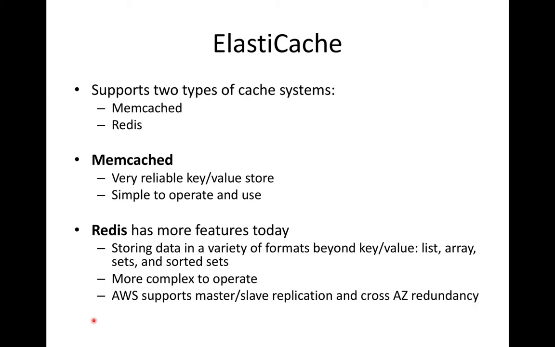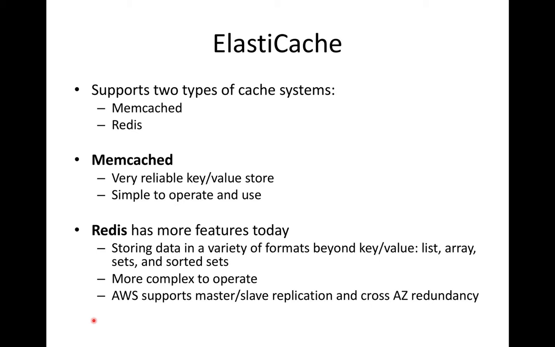The Elasticache service supports two different types of cache engines, and both of these engines are very commonly used by organizations who are building extremely highly scalable platforms. The first one is called Memcache, and Memcache is a very reliable key value store. Its primary benefit is that it's very simple to operate and use. And the second engine is Redis.